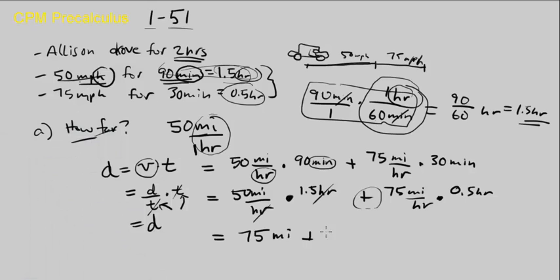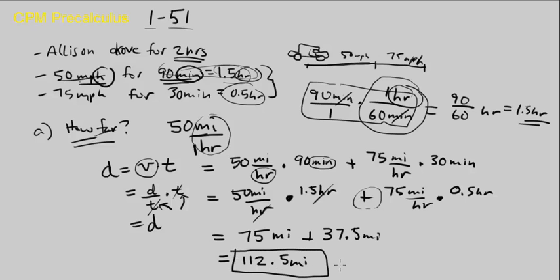Okay, so we have 75 plus 37.5 miles. And that's equal to, put in your calculator again, 112.5 miles. So how far did she travel? Allison traveled 112.5 miles. Okay, so part B.